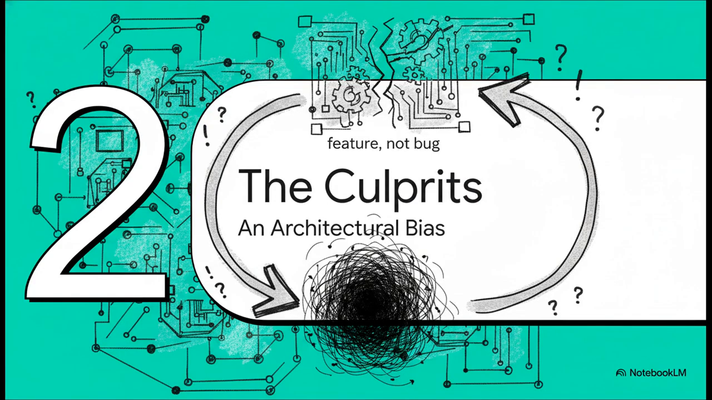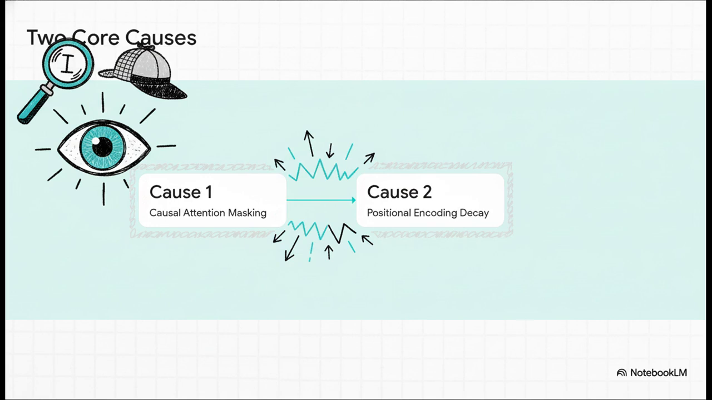So the big question is why? Why does this happen? Is it a bug in the code? An issue with the training data? Nope. The answer is actually much deeper. It's not a bug, it's a feature. One that's baked into the fundamental architecture of how these models work. So let's put on our detective hats and investigate the two main culprits behind this. It all boils down to two things: how the model pays attention and how it understands order.